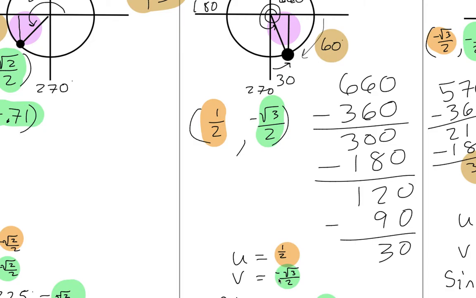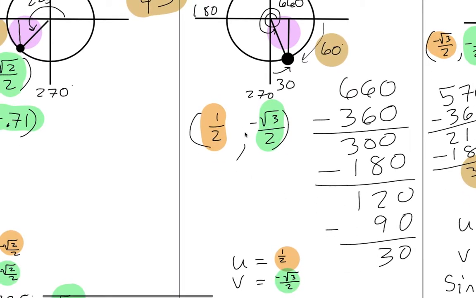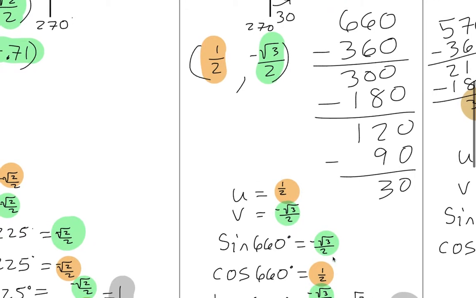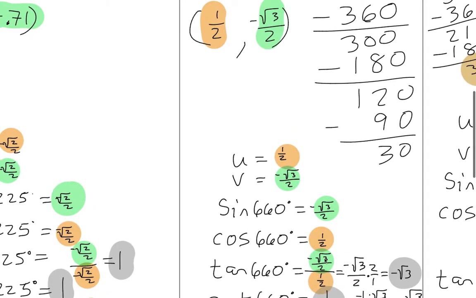And so then you can find out that u is equal to 1/2 and v is equal to negative square root of 3 over 2. That's the u coordinate and the v coordinate. Color coding it again with the same color convention, sine is going to be equal to the green. That's the v value. Cosine is orange, 1/2. Tangent is going to be green divided by orange.